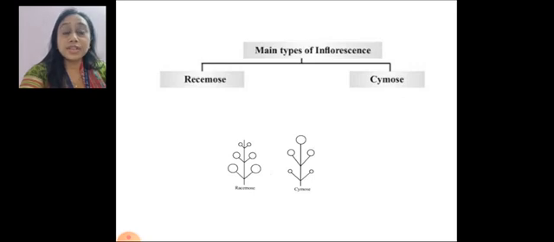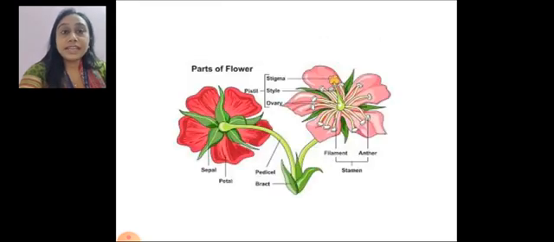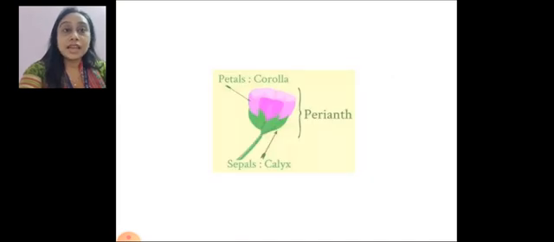We have compared the racemose type of inflorescence and the cymose type of inflorescence. After that, we identified the different parts of the flower like sepal, petals, thalamus, bract, carpel, pistil, stamen, etc. Then we learned that in some flowers, like the flowers belonging to the family Liliaceae, the sepals and petals are fused, and together they form tepals. The whole of the tepals is called perianth.